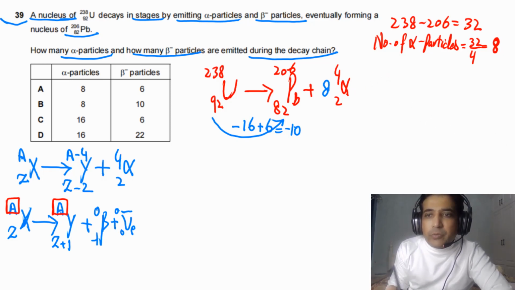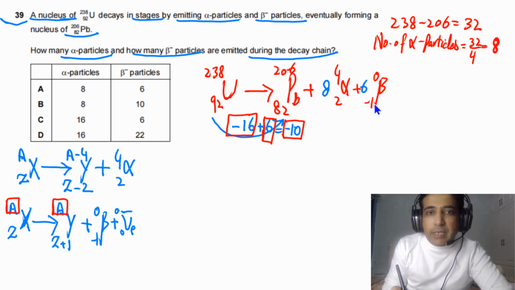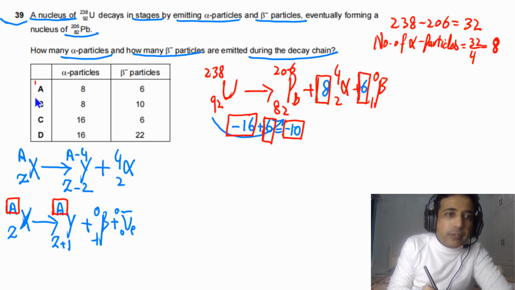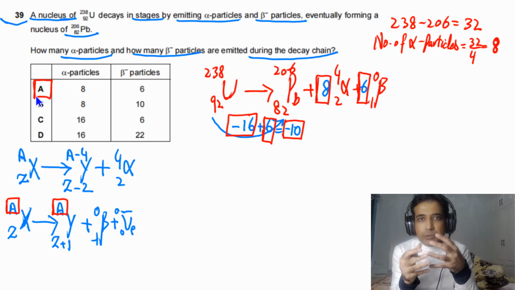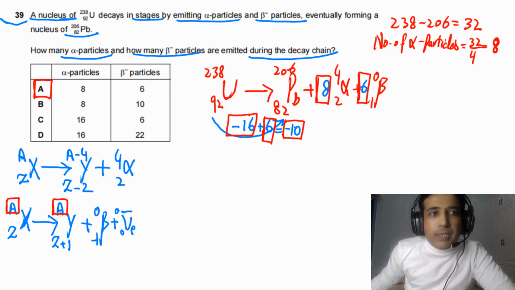So we can rewrite here: beta minus particles have to be 6. Why 6? Because the decrease has to be 10. Due to alpha, the atomic number decreases by 16, so it has to increase by 6, and that has to be due to beta minus particles. So our answer is 8 alpha particles and 6 beta minus particles. This is how you can approach it step by step in a systematic way. I hope this one is clear to you. So the answer for this question is 8.